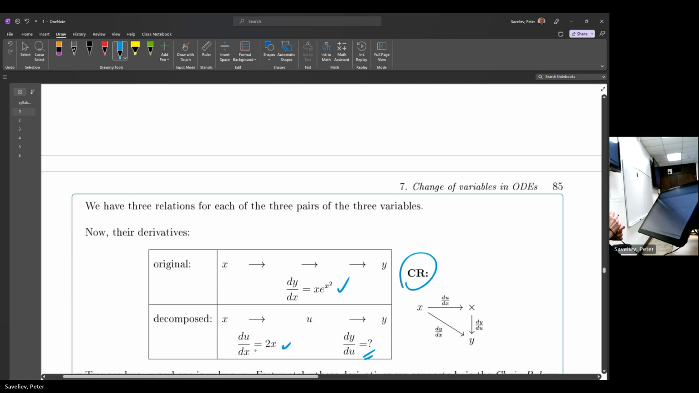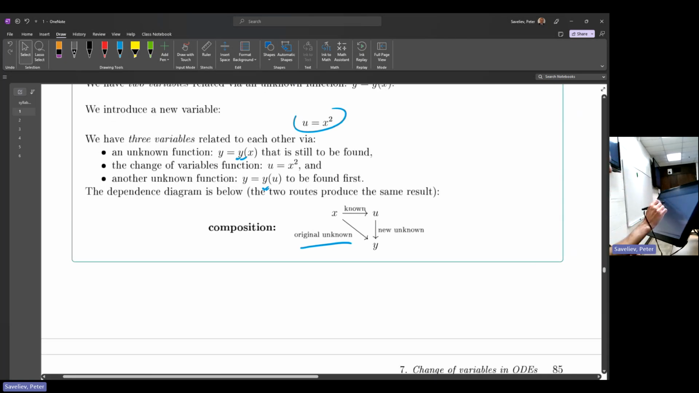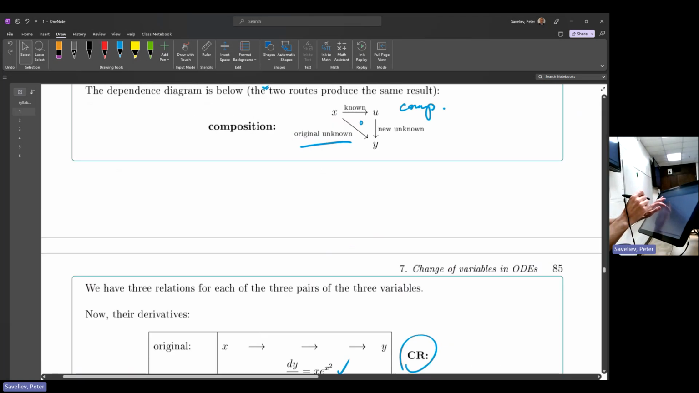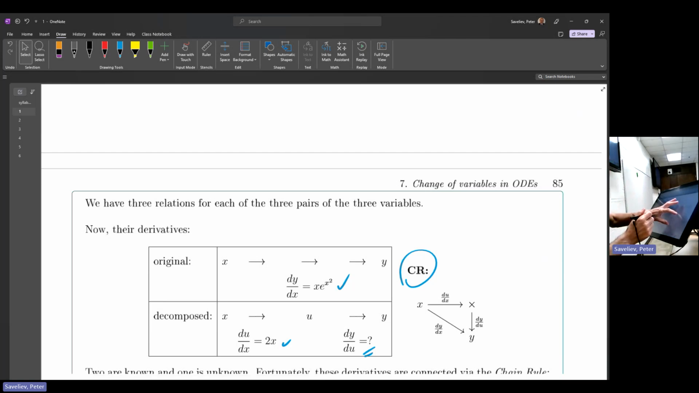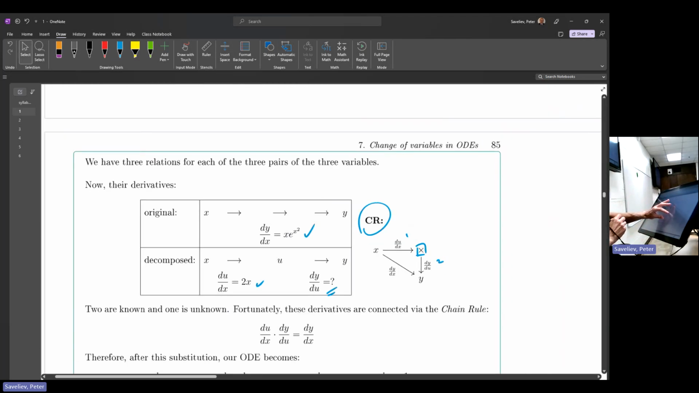CR stands for, yes, the chain rule, correct. The chain rule indeed. So the relation between the variables is through this. Let me put a circle here. So this is about composition, right? From x to u, then from u to y, it's as if you go diagonally from x to y. The chain rule works differently. It's a multiplication. So you have two derivatives, and when you multiply them, that's the simple multiplication here, then you will produce dy/dx.